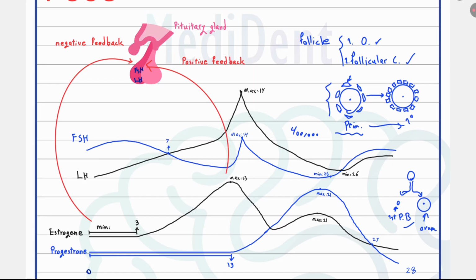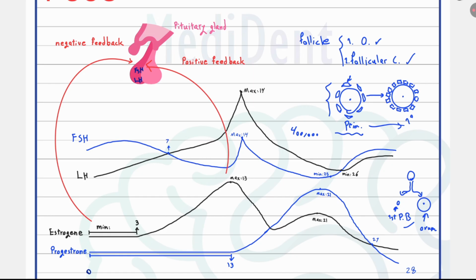And after ovulation, some follicular cells still remain in the ovaries, and these remnants of follicular cells in the ovaries, by the effect of LH, change into a structure known as the corpus luteum.